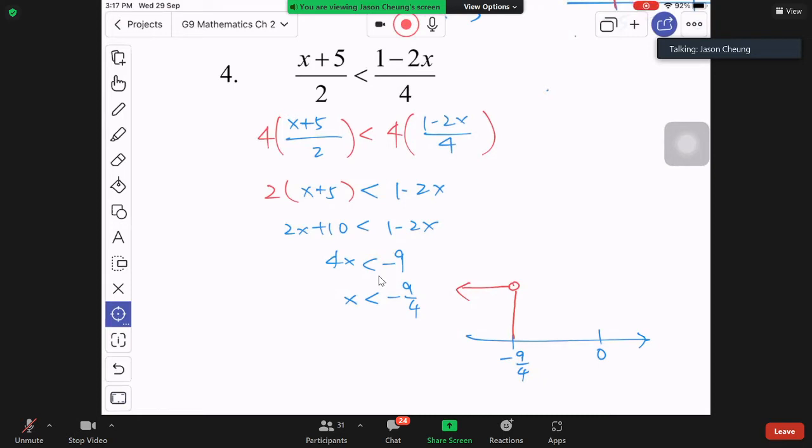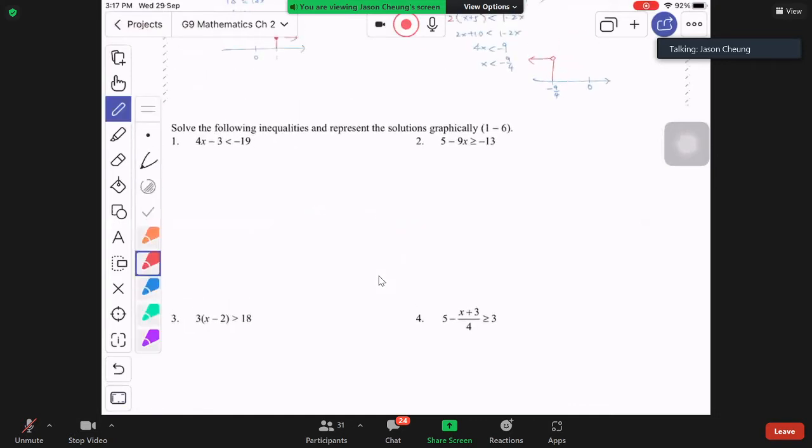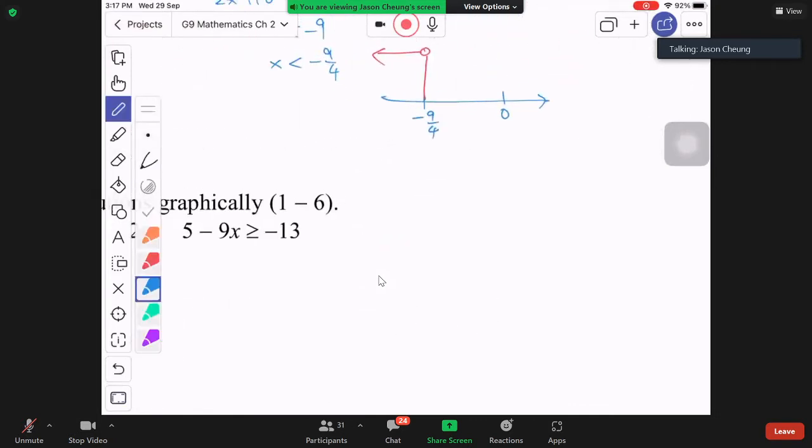Let me see this point. All right, good. Okay, so let's do the exercise here. Let me give you the number. Please do questions. I think question 1 to 3 is very easy. Question 4, starting with question 4.